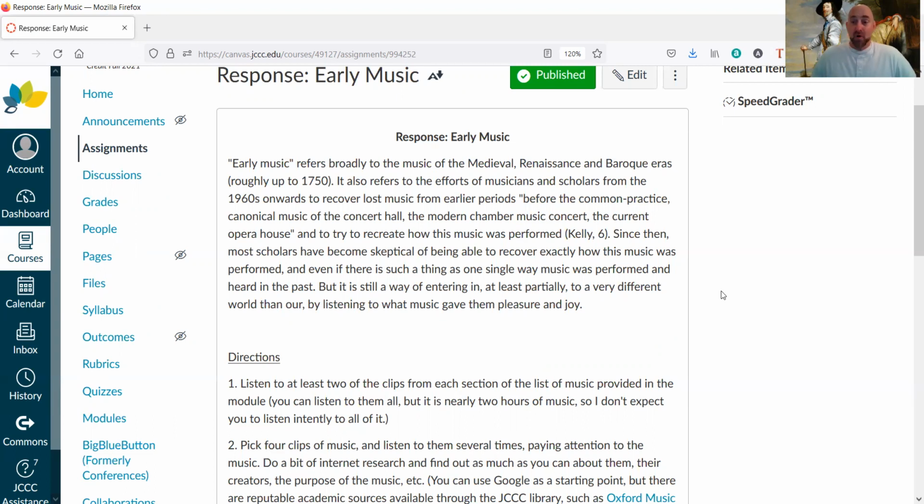Now, in fact, most scholars are pretty skeptical about being able to recover exactly how this music was performed. We just don't know the exact contours. So it's something we can speculate about as students of history here, or even whether there was one single way to perform this stuff. There are lots of debates we don't need to worry about here.